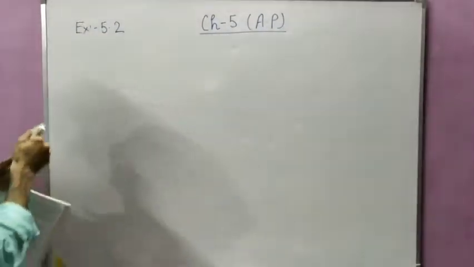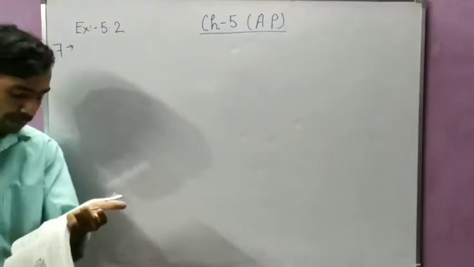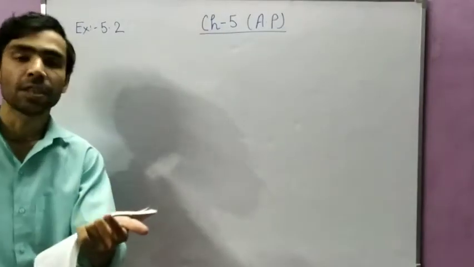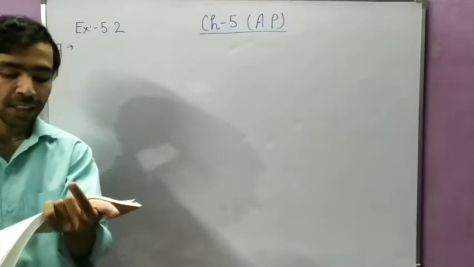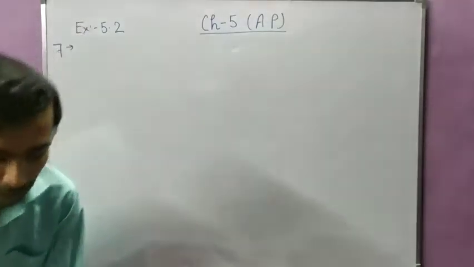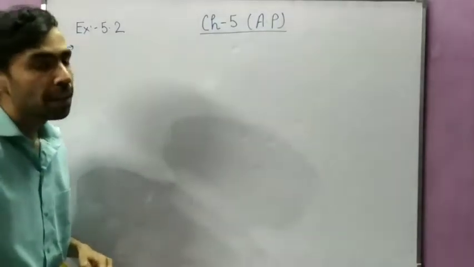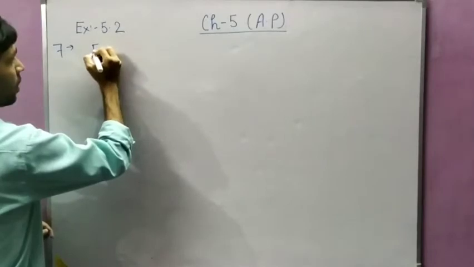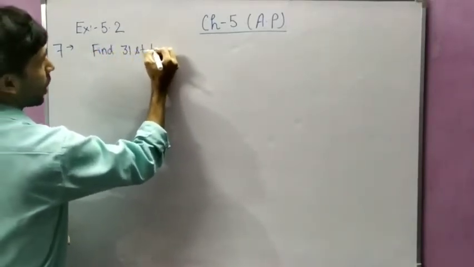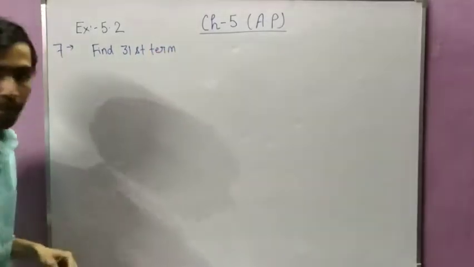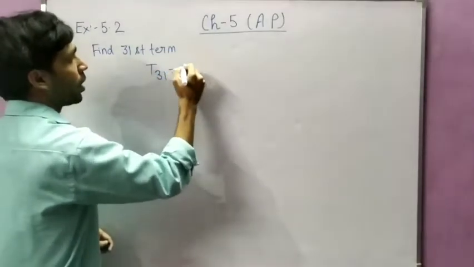Okay, so see question number 7 of 5.2, that is: find the 31st term of the AP whose 11th term is 38 and 16th term is 73. Now in this question, what do we have to find? We have to find the 31st term. This we don't know, it means T31 we have to calculate.